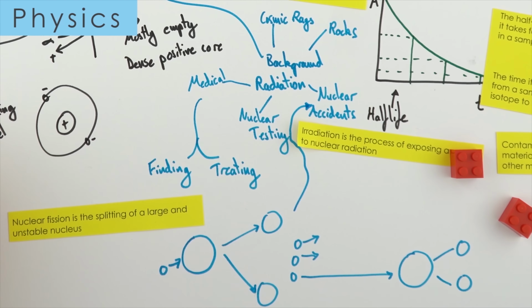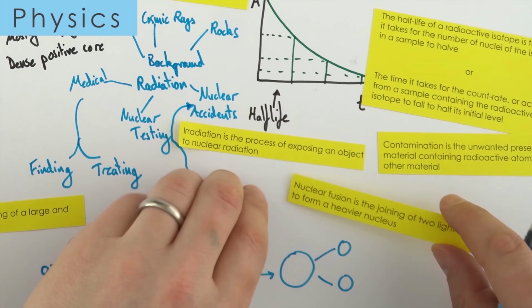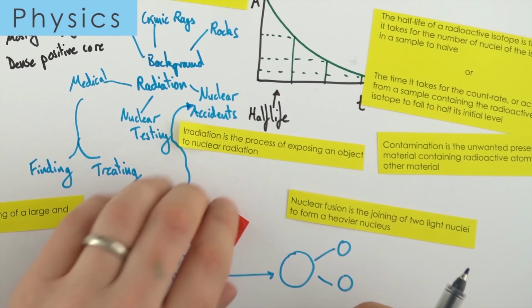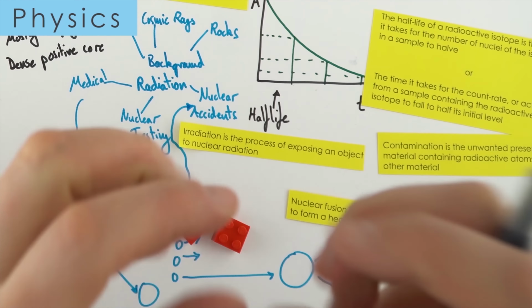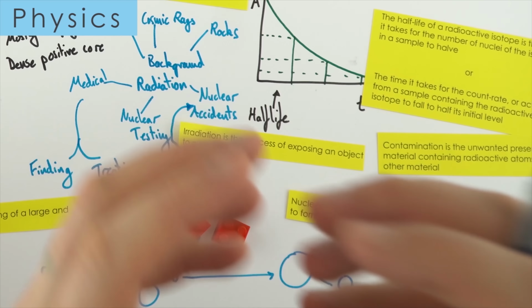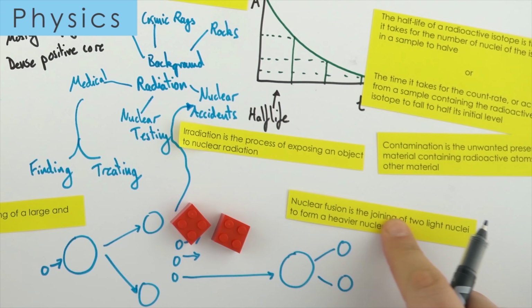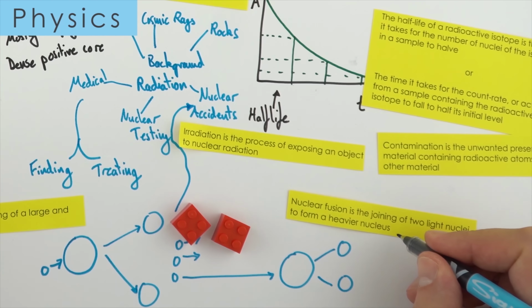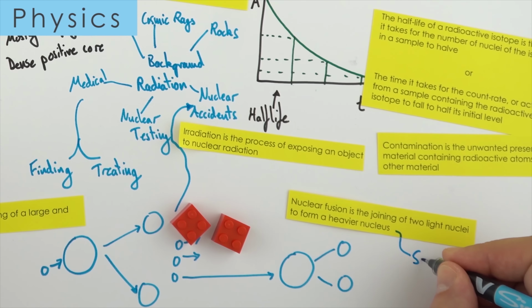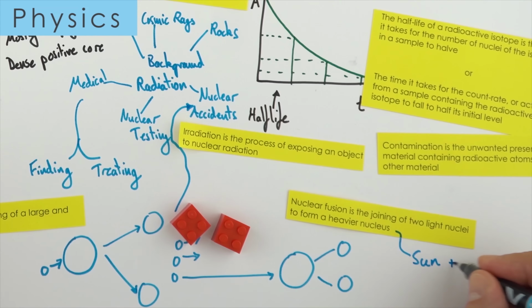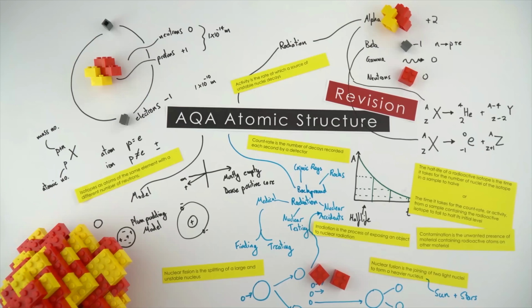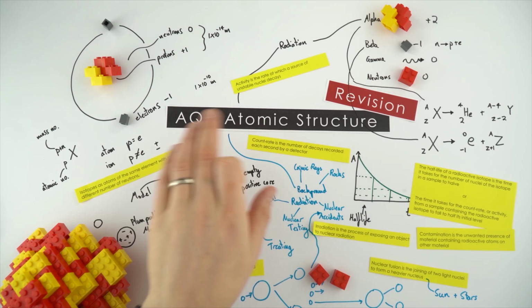Another thing that we can do, though, is we can take really light things. And this is when we join really light things together, and this is nuclear fusion. So with nuclear fusion, you might join two protons together, and as you add protons together, we then end up making helium. Now, this is brilliant because there's no radioactive waste. The problem is that we can't actually use it on Earth at the moment to generate electricity, but nuclear fusion, when we join light things together to make heavier elements, is what happens in the sun and all of the stars, and that's why they keep emitting light. So that's just a quick recap of atomic structure for AQA.